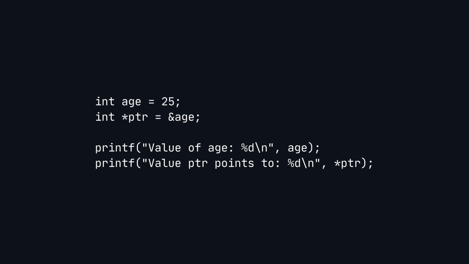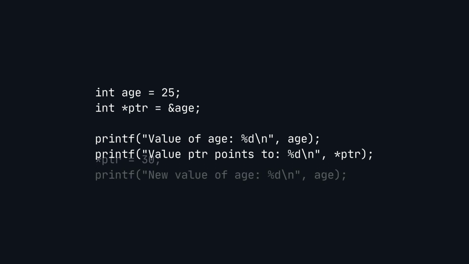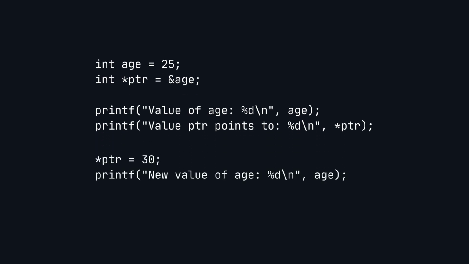Context matters. That second printf uses *ptr, which means go to the address stored in ptr and give me the value there. Both printfs will show 25, but here's where it gets interesting. You can also use dereferencing to modify the value. This will print 30. Even though we never directly touched the age variable, we modified it through the pointer. This is incredibly powerful because it means you can pass a pointer to a function, and that function can modify the original variable, not just a copy.